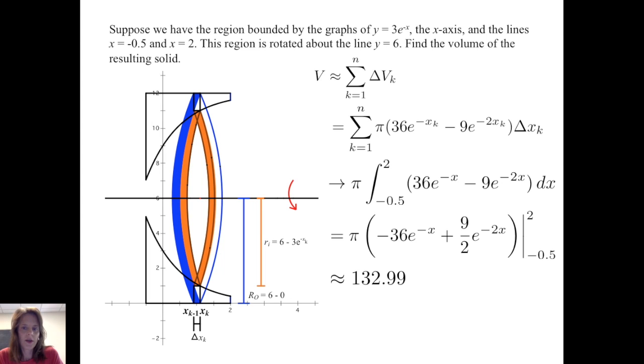In my opinion, this method was much easier than trying to use shells to compute the volume, and I didn't have to do two separate calculations. I didn't have to solve for x in terms of y. It was relatively straightforward.